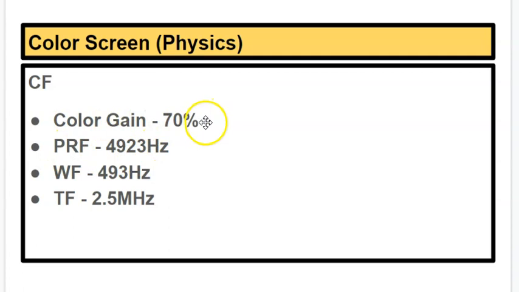Our color gain is at 70%, we can change that gain. Our wall filters, we see where they are on that same side of the screen there. We can adjust our wall filters just like we can in pulse wave Doppler and continuous wave Doppler, and our transmit frequency shows up there.